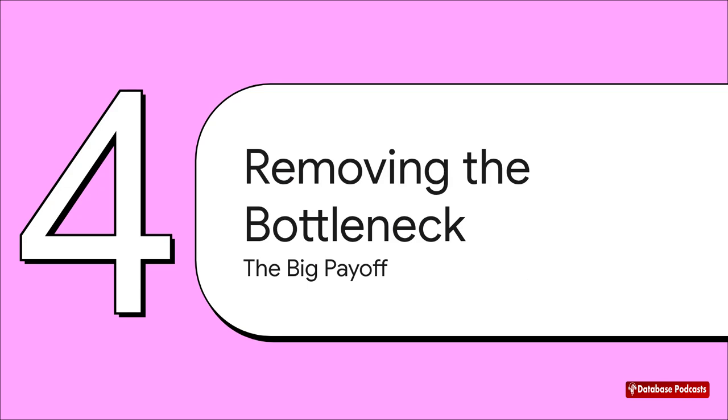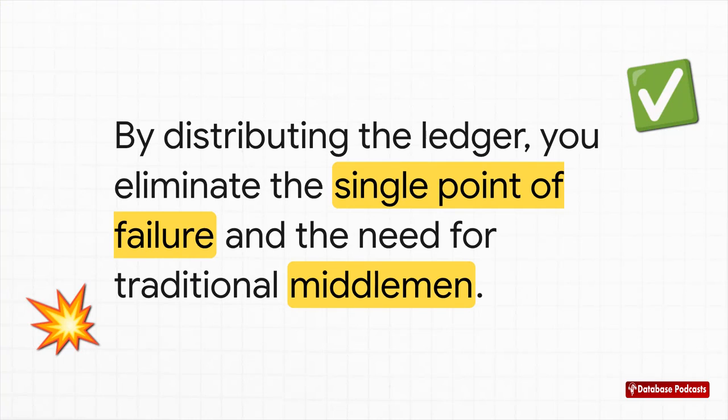Let's connect all these ideas to understand the ultimate payoff of this technology, getting rid of that central bottleneck. So when you spread that ledger out across a whole network, you get two massive payoffs. First, you get rid of the single point of failure. There's no central server to hack, no single system that can crash and take everything down with it. The network is resilient. And second, and this is the big one, you get rid of the need for a lot of traditional middlemen. Trust is baked right into the system's rules, not handed down by some third party.